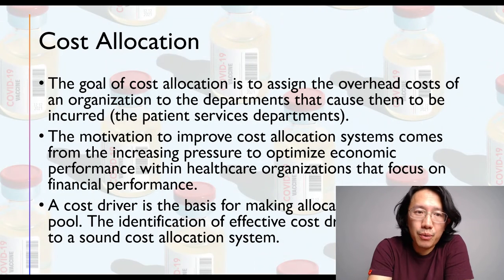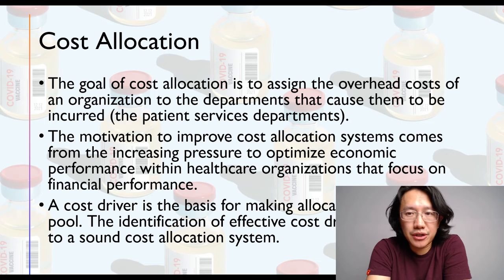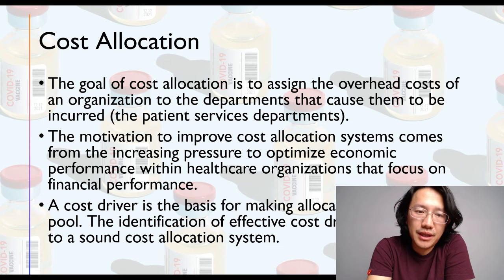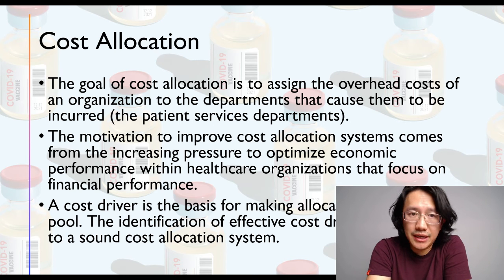For cost allocation, we talk about the goal of cost allocation, which is to assign the overhead cost of the organization to the departments that cause them to be incurred. The classic example, of course, is the patient service departments, where they generate revenue. The motivation to improve cost allocation comes from the increasing pressure to optimize economic performance within the organization that focuses on financial performance. And it's important for both nonprofit and for-profit organizations, because every organization needs to be able to make money and be efficient at making money.